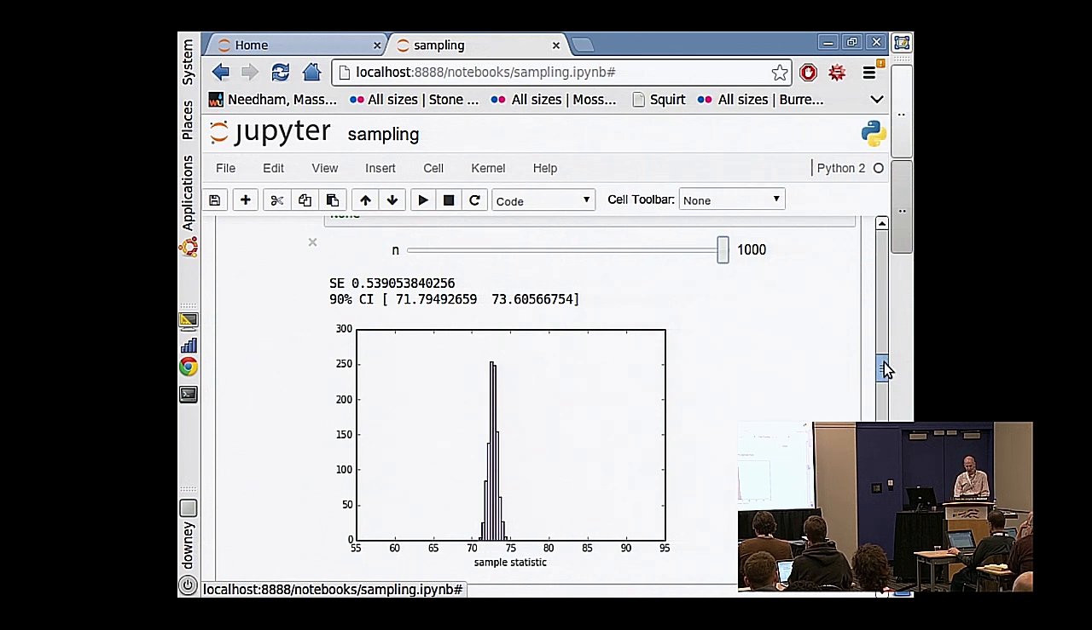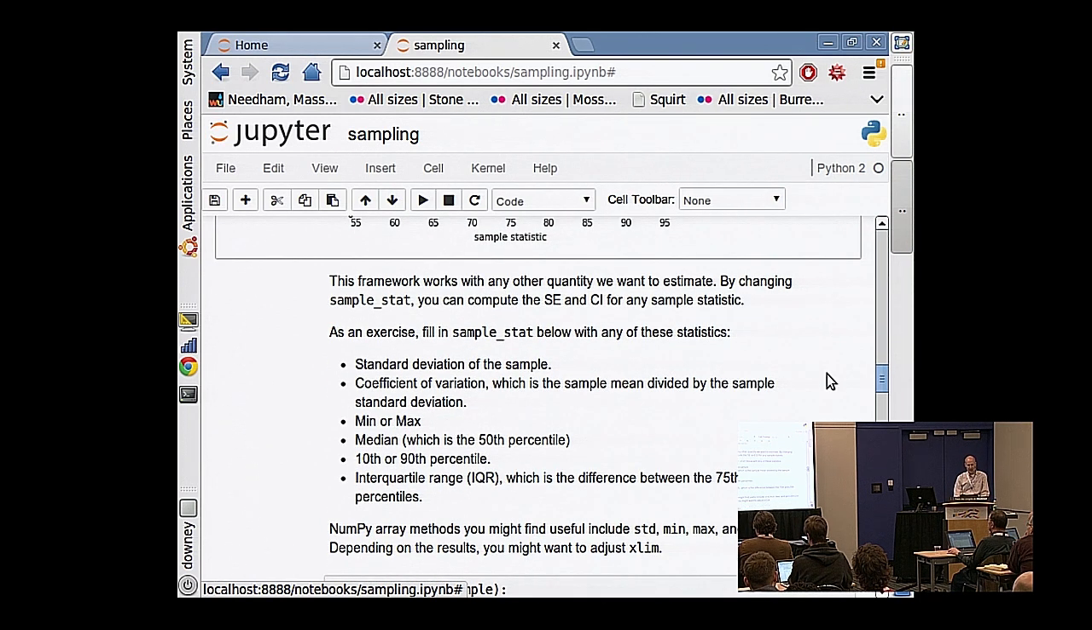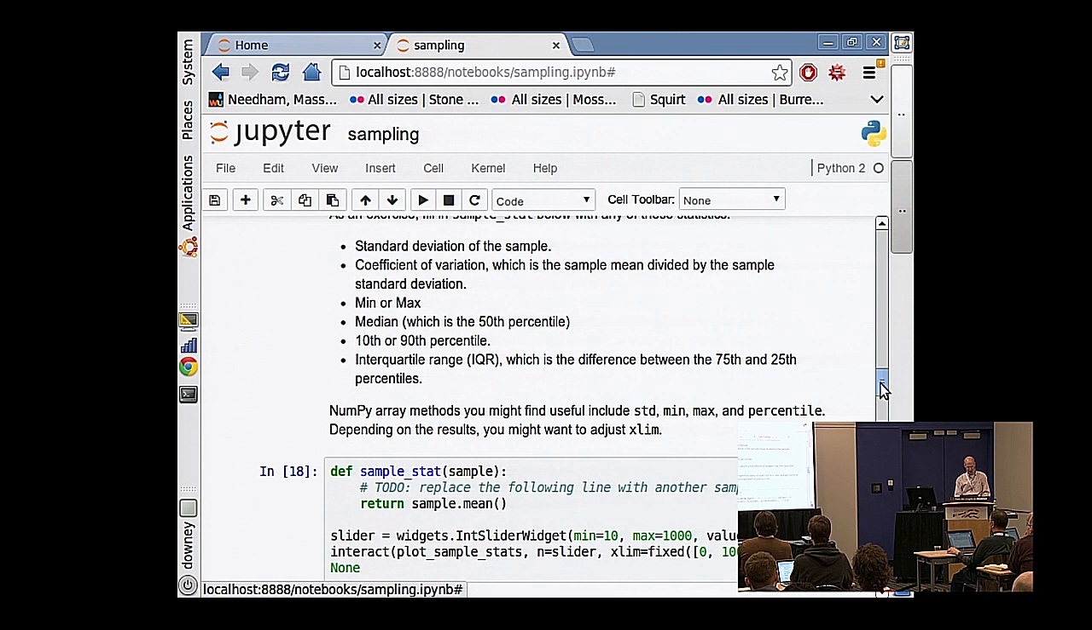The nice thing about this computational framework is that you can compute the sampling distribution of any statistic you like. And all you have to do is change the definition of this function, which is called sample stat. So if you modify sample stat to compute the standard deviation or coefficient of variation, min, max, median, percentiles, whatever you want, plug it in, run the interaction again, and you can see how much that measurement varies as a function of sample size. So try that out, and again, we'll come around and answer questions.